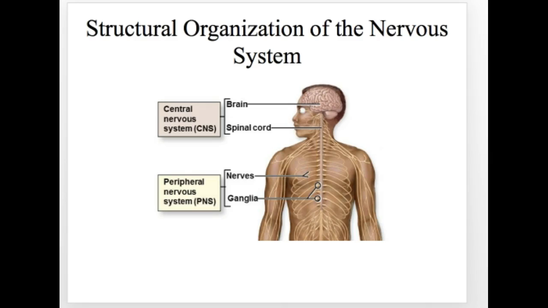Structurally, the nervous system is divided into the central nervous system and the peripheral nervous system. The central nervous system includes the brain and the spinal cord, which comprises that central axis of the human body, whereas the peripheral nervous system includes the nerves, which are bundles of nerve processes or axons that extend off of the brain and the spinal cord, as well as the ganglia, which are clusters of neuronal cell bodies located along the nerves.